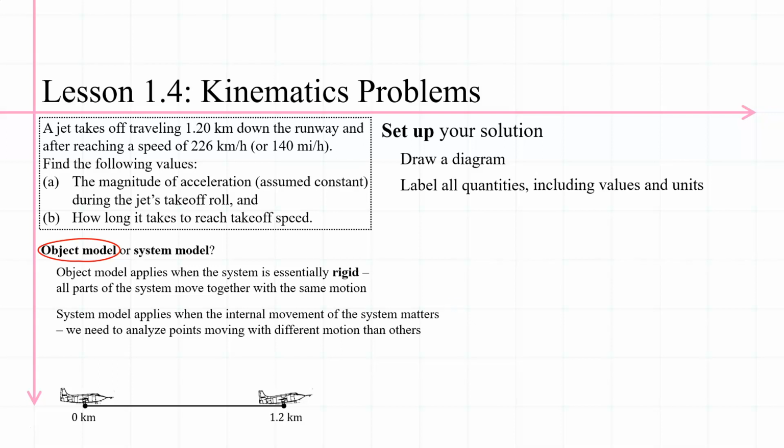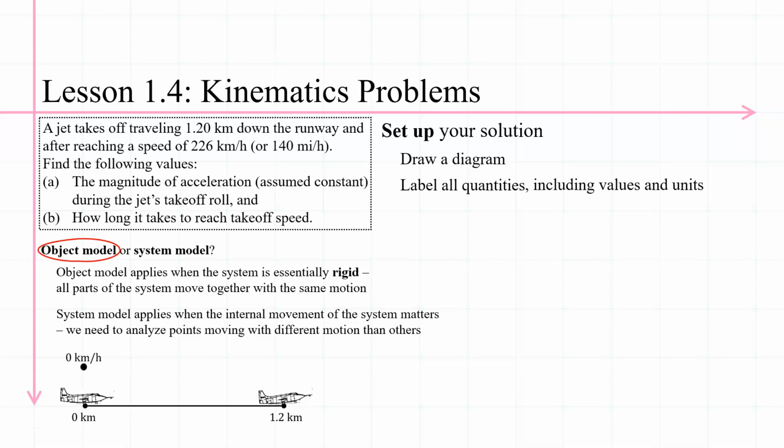I'm also going to put that 1.2 kilometers in my drawing. If I were being really correct, I could put 1.20 kilometers. That extra zero is important, and I will account for that later. But for my diagram, I don't have to be really super careful about that. I just don't want to forget that that extra zero is there.